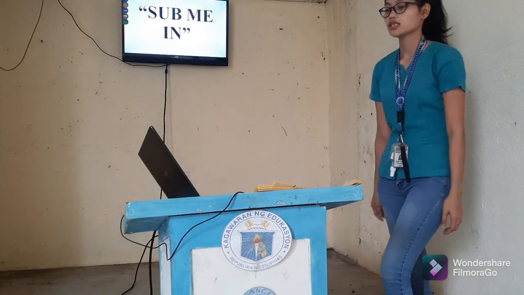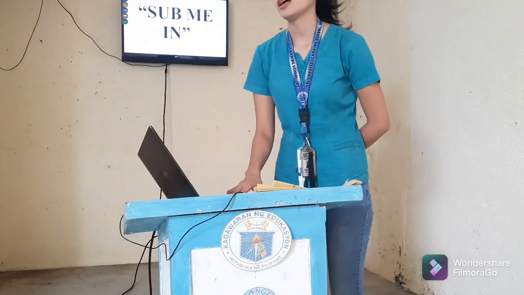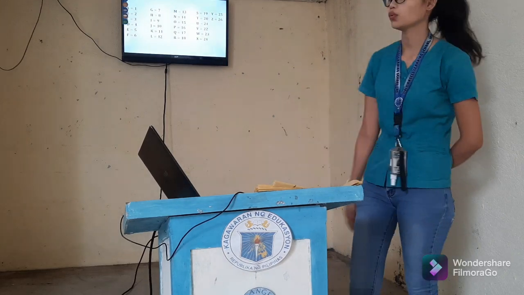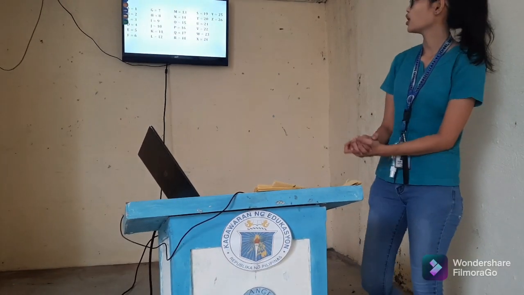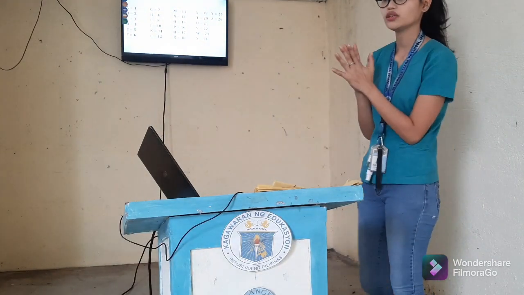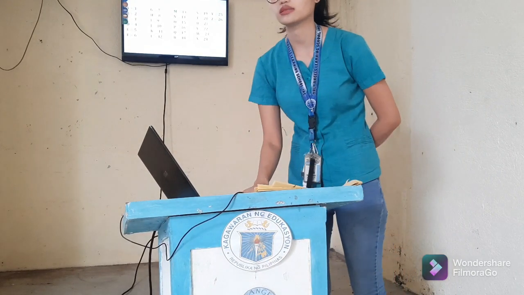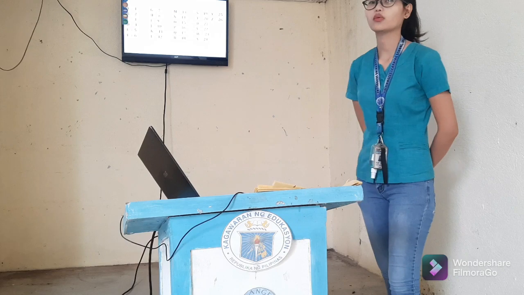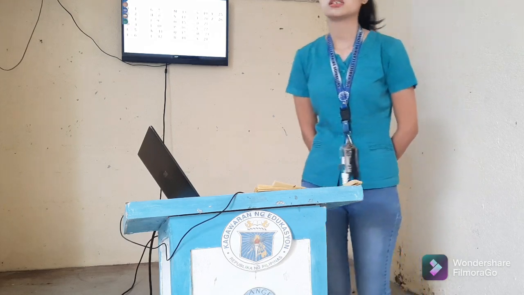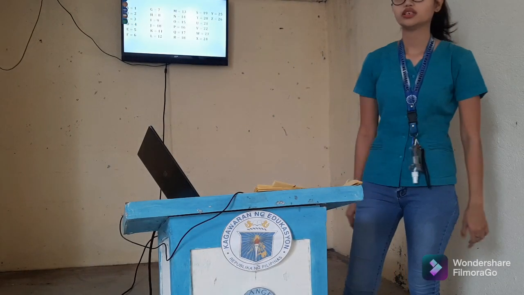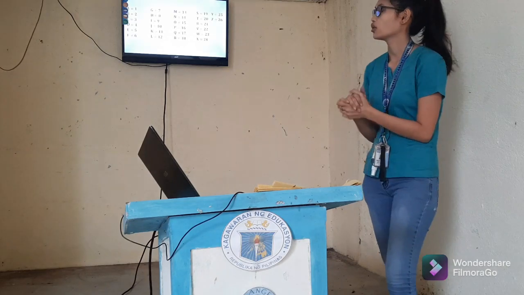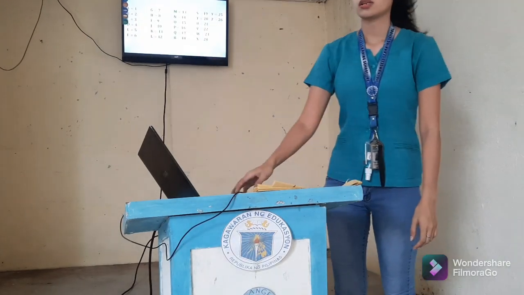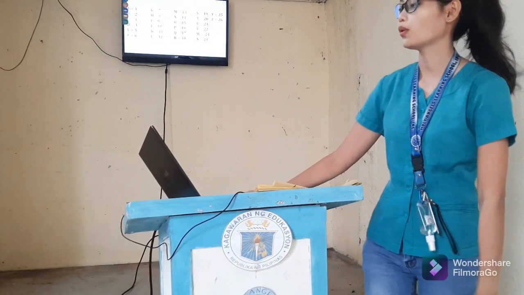So today we will be having an activity called Submit E. So I have here the alphabetical letters from A to Z and their corresponding values from 1 to 26 respectively. So all you have to do is find the equivalent value of the words by substituting the numerical value of each letter, and once you get the numerical value of each letter, you have to add it all.